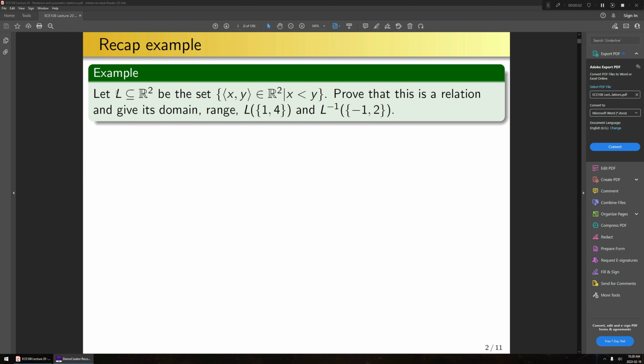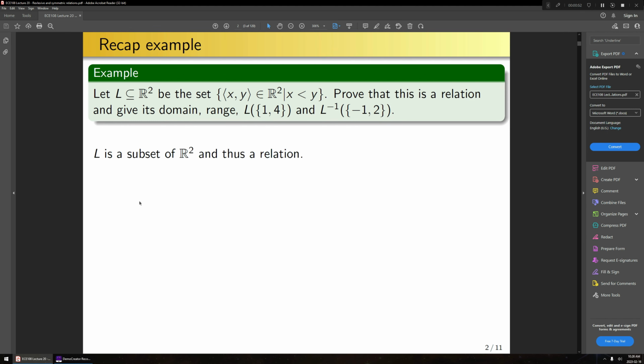So here we have L as a subset of R2 defined as this set of ordered pairs where X is less than Y, and we want to prove that this thing is a relation, give its domain, etc. So again, to prove it's a relation, we really don't have to do anything other than to notice, is this a subset of R2? Yes. So hey, it's a subset of R2, therefore a relation.